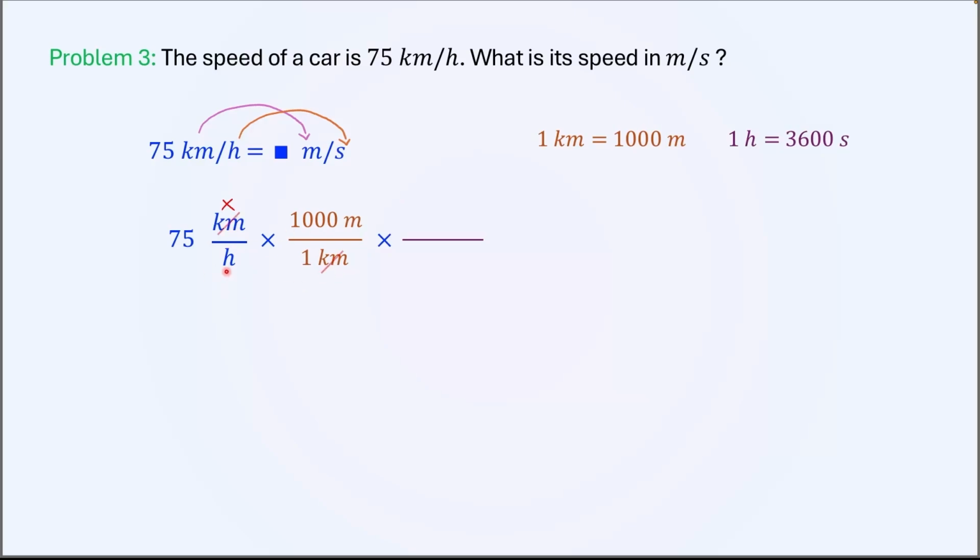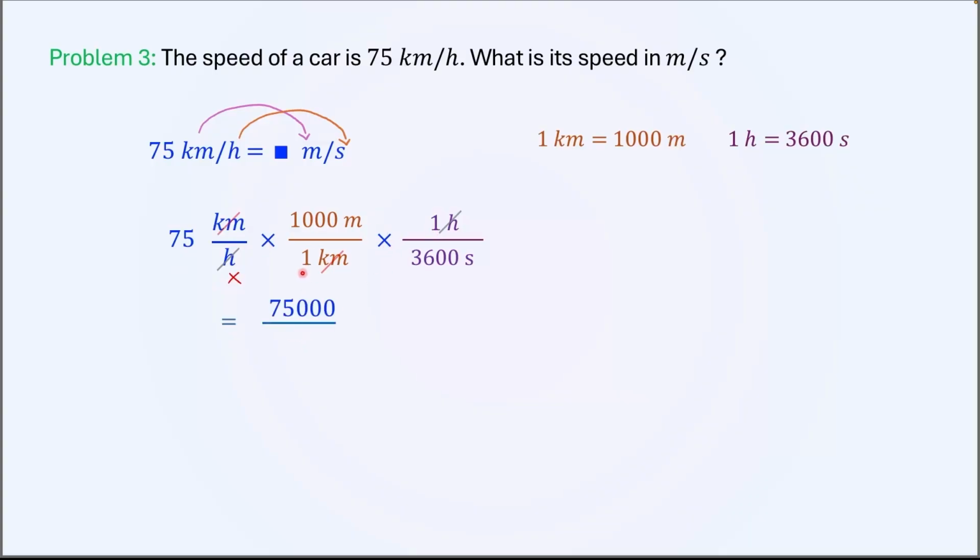Next we need to cancel out the hour. Hour is in the denominator. To cancel that out, you need to put the left-hand side with the unit hour in the numerator, and put the right-hand side in the denominator. Now you can cancel out the hour and the hour. Is equal to 75 times 1,000 times 1 is 75,000.